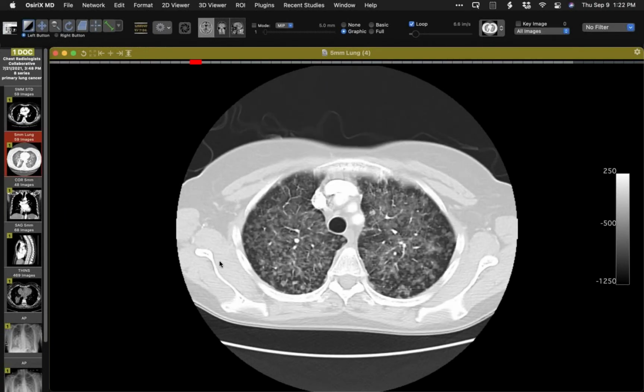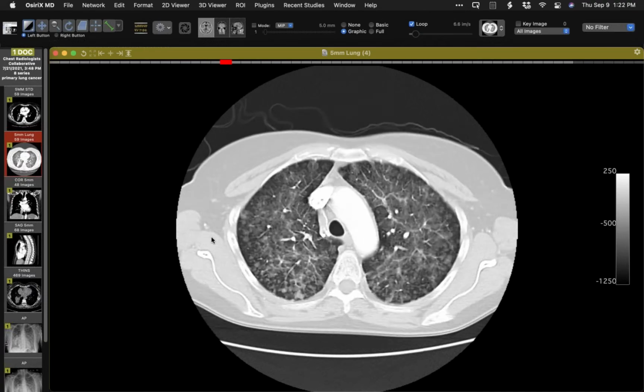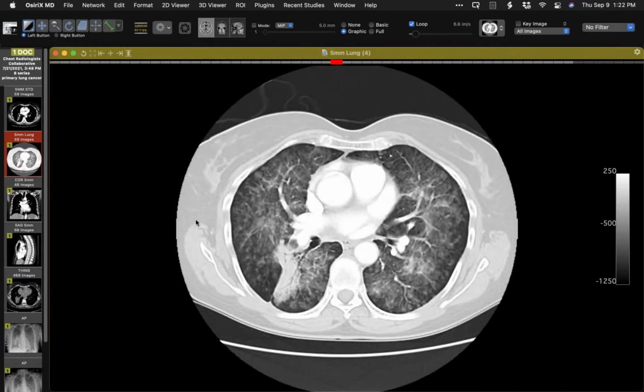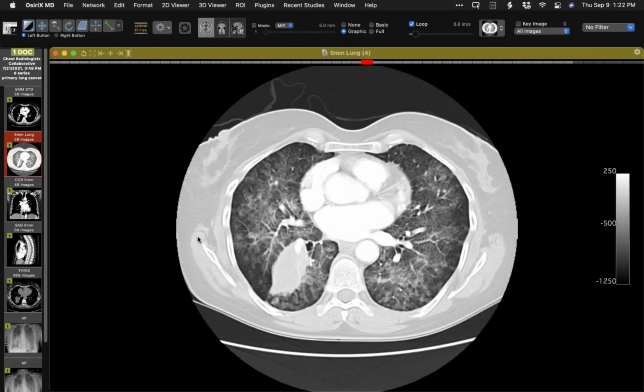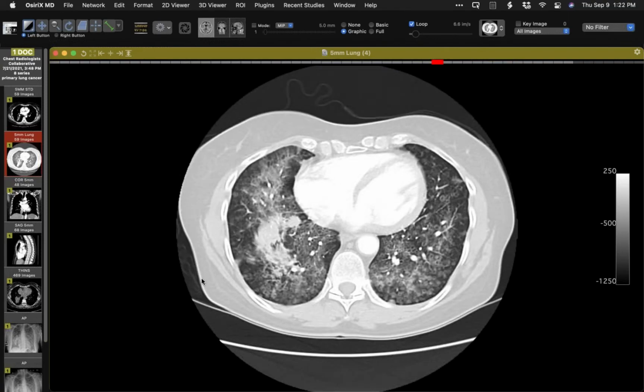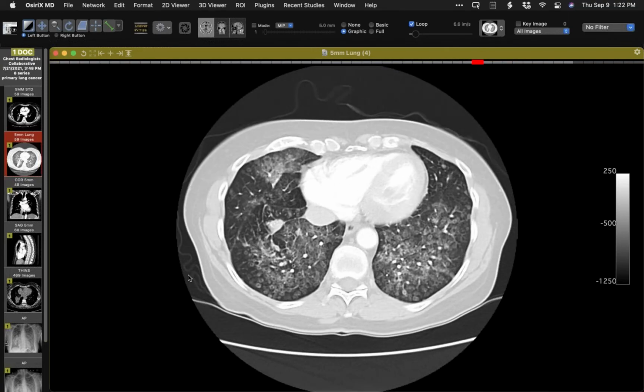And you can see the extent of the abnormality. And then we come down here and we see a large mass. And then the other striking finding are the Cheerios down here.